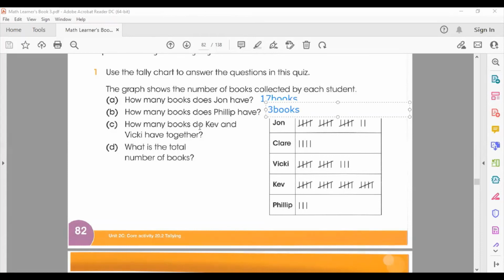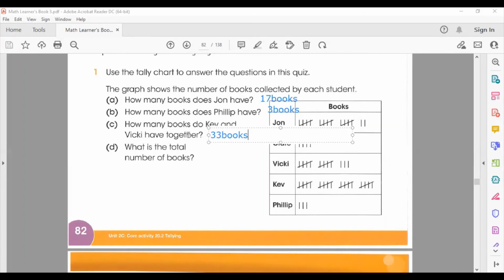How many books do Kev and Vicky have all together? Vicky here and Kev here. We can add all of these. 5, 10, 15, 20, 25, 30, 31, 32, 33. So they have all together 33 books. Okay.